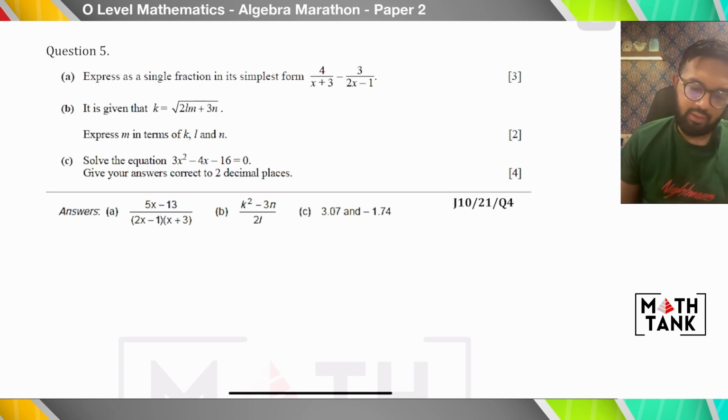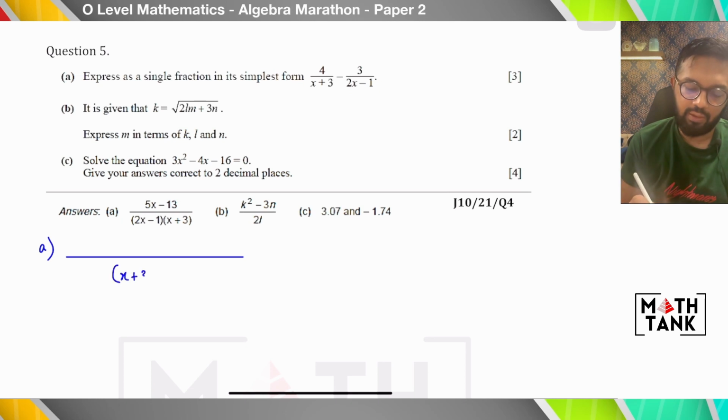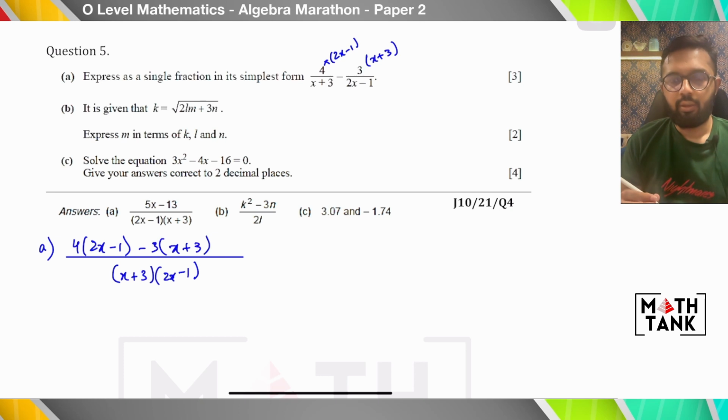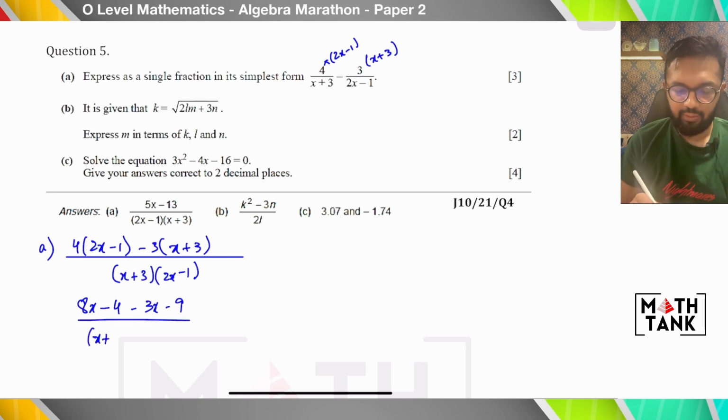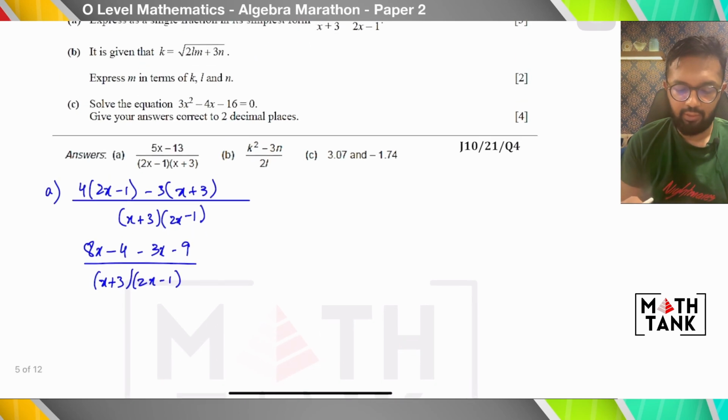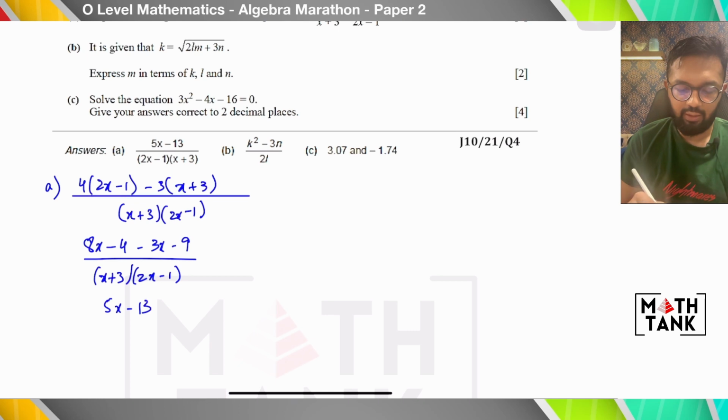Moving on to question number 5, it says express as a single fraction. The first thing I'm going to do is take a common denominator, and the common denominator is x plus 3 into 2x minus 1. This has to get multiplied with 2x minus 1 and this has to get multiplied with x plus 3. So I get 4 into 2x minus 1 minus 3 into x plus 3. That gives me 8x minus 4 minus 3x minus 9 over x plus 3 into 2x minus 1. I get 5x minus 13 over x plus 3 into 2x minus 1.